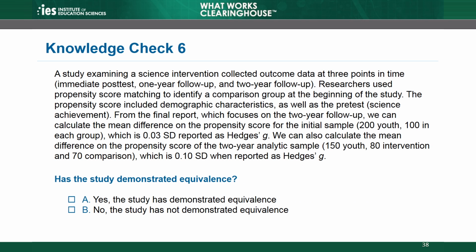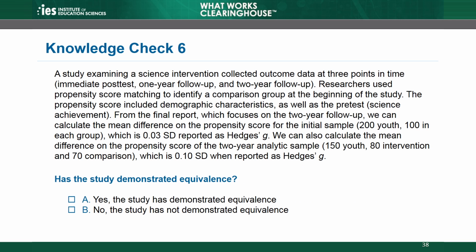Knowledge check 6. A study examining a science intervention collected outcome data at 3 points in time: immediate post-test, 1-year follow-up, and 2-year follow-up. Researchers used propensity score matching to identify a comparison group at the beginning of the study. The propensity score included demographic characteristics, as well as a pretest of the science achievement measure. From the final report, which focuses on the 2-year follow-up, we can calculate the mean difference on the propensity score for the initial sample, 200 youth, 100 in each group, which is 0.03 standard deviations reported as Hedges G.